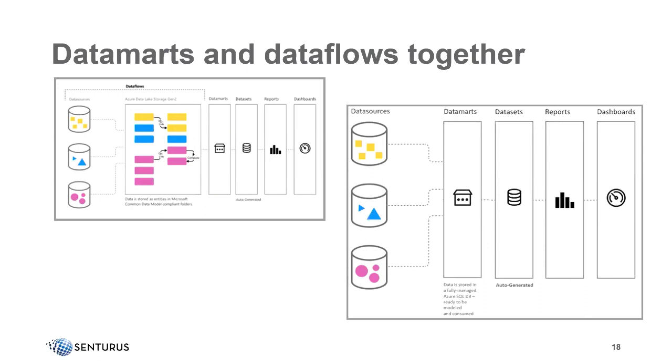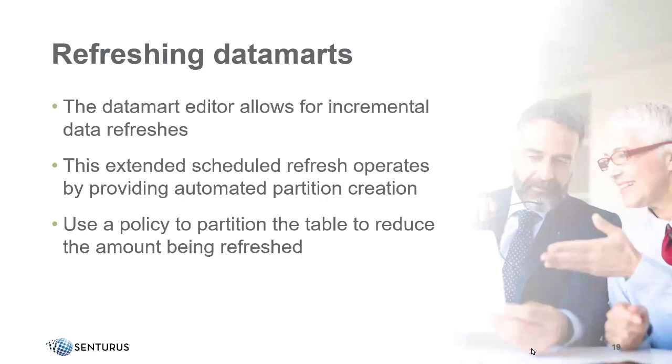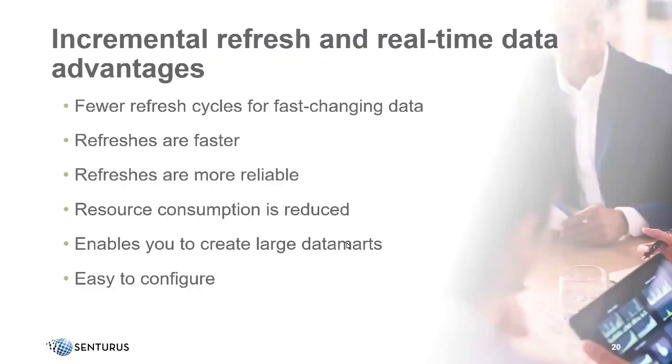Talk about that connector. How do you refresh this? You can do incremental refreshes. We can set up a scheduled refresh. Basically what happens is it gets automated in terms of partition, so it knows what's fresh, what isn't fresh. You can set up a policy, and the policy to partition the table helps reduce how much goes. We can do incremental refreshes, which allow us to get to near real-time data. We can reduce our resource usage. We can create larger and larger.